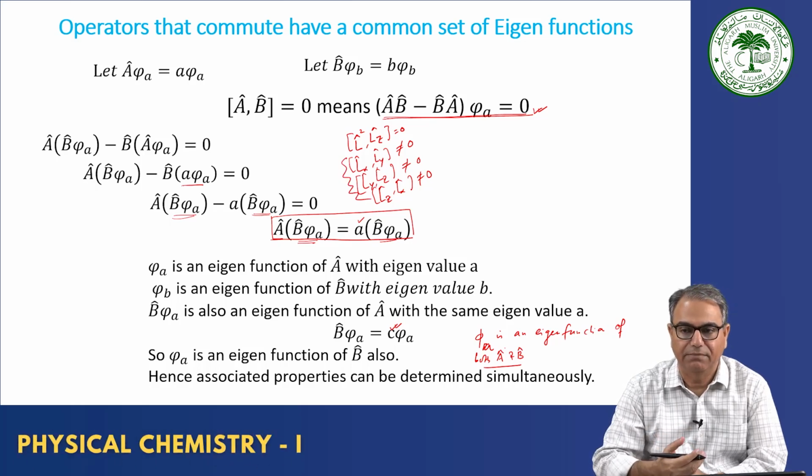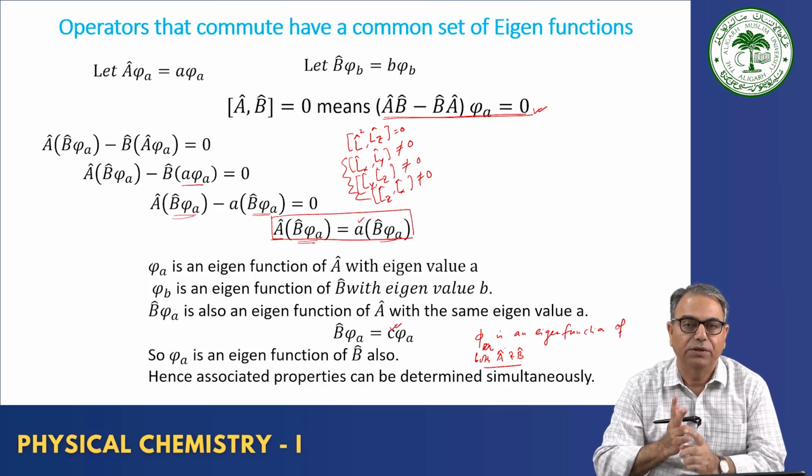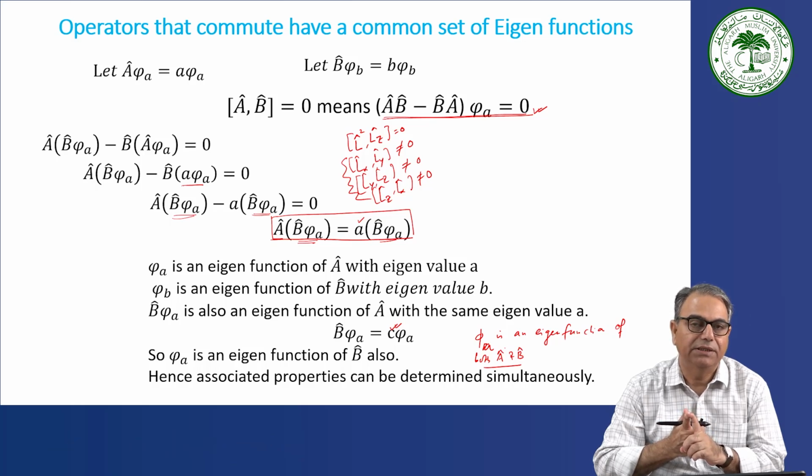It's important at other places also, but in the case of angular momentum, the only two properties which you can determine simultaneously and precisely are the total orbital angular momentum and the Lz component of the angular momentum.